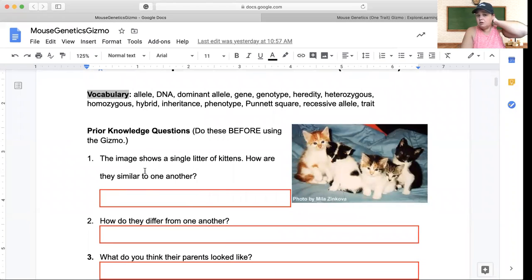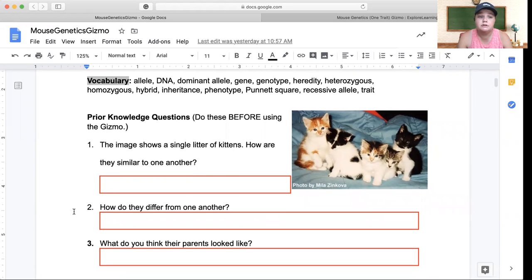So vocabulary words, we're going to go over allele, DNA, dominant allele, gene, genotype, heredity, heterozygous, homozygous, hybrid, inheritance, phenotype, Punnett squares, recessive alleles, and traits. Lots of vocabulary words this week.